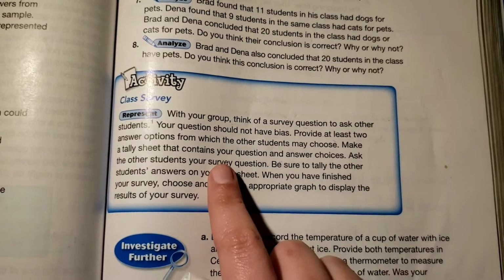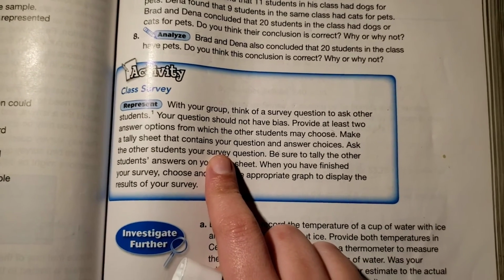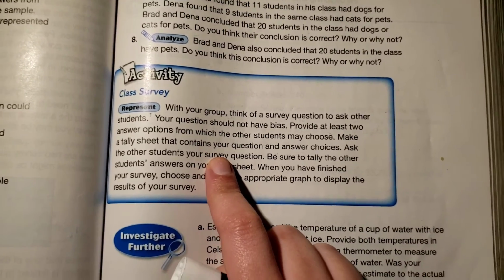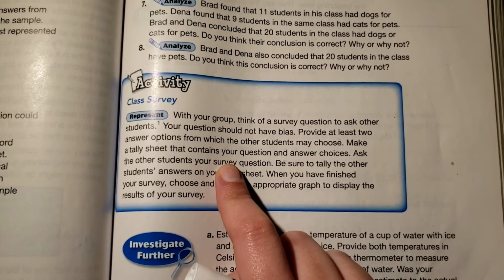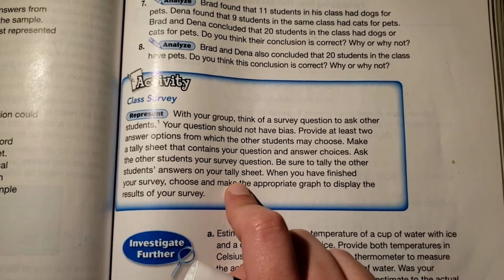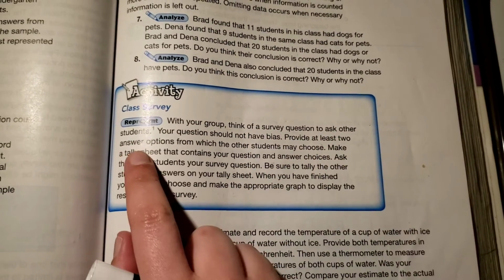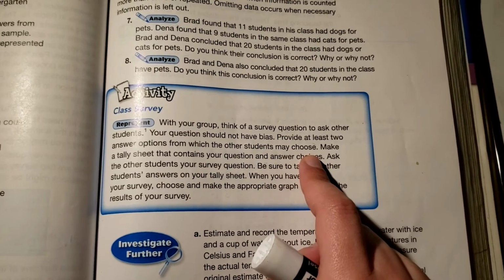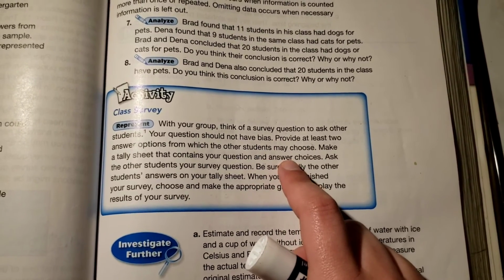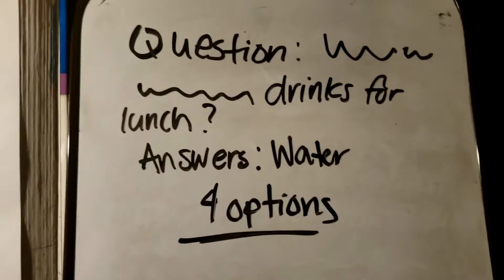So think of a question, something that does not have to do with pets, that doesn't have to do with food or beverage in school, because we've already covered those things. So think of some other question, provide at least 2 answer options from which the other students may choose. So you're going to write out your question, give the options, similar to what you're doing on this.